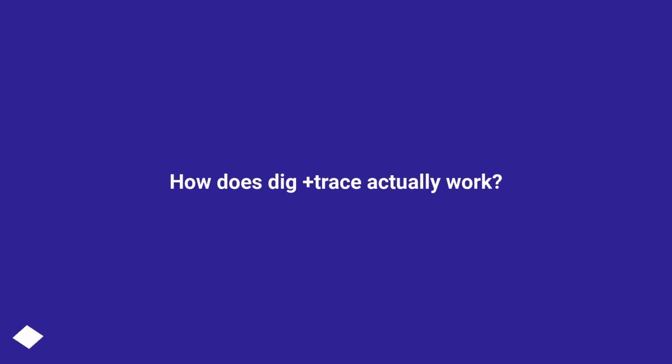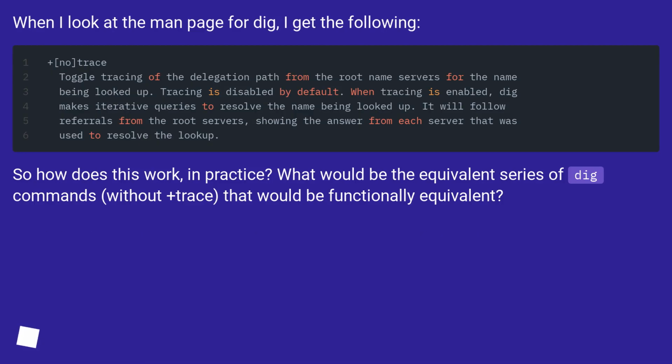How does dig +trace actually work? When I look at the man page for dig, I get the following. So how does this work, in practice? What would be the equivalent series of dig commands, without +trace, that would be functionally equivalent?